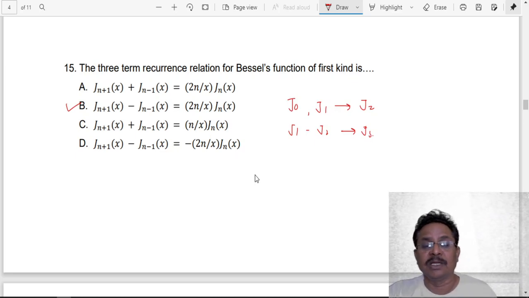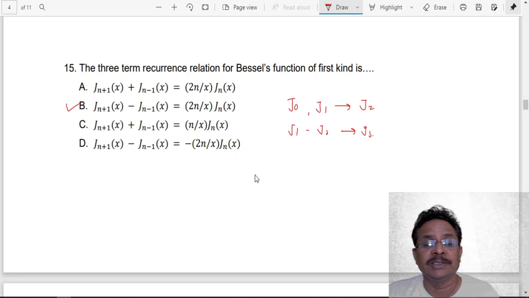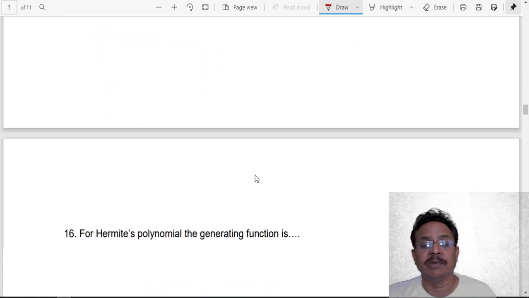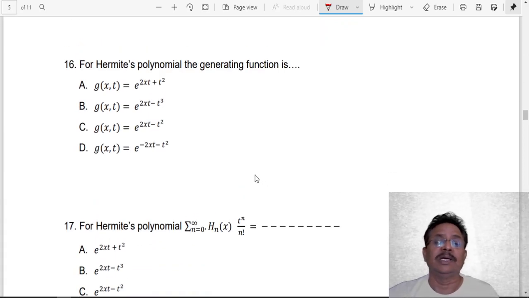So we have derived this recurrence relation, and you have to remember this. Out of the given 4 options A, B, C and D, the correct option is B, which is given by this equation number 15. Now let's move to another polynomial, that is the Hermite polynomial.